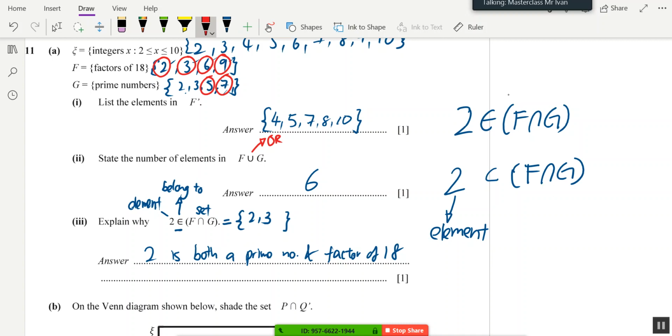So what can I do to the 2 to make it become a set? Jerome, are you there? Megan? What can I do to the 2 to make it become a set? Now this 2 is an element. A set must always have the what? The bracket. Yes, I make this into a bracket. Then this guy is called a set. Now, is the set containing 2 a subset of F intersect G? Yes, correct. Then this can happen.